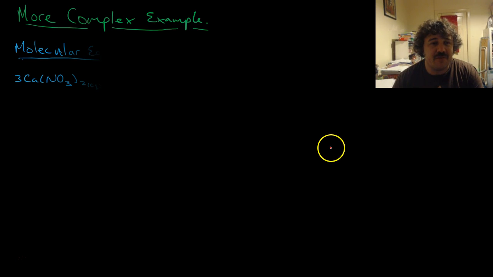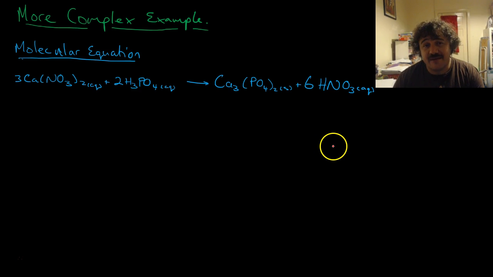So let's have a look at a more complex example. Here's our molecular equation. We've got 3 calcium nitrates aqueous, 2 hydrogen phosphates gives us calcium phosphate. You can see that the reason it's more complex is we've got more subscripts and more coefficients out the front. And then we've got hydrogen nitrate, or nitric acid.